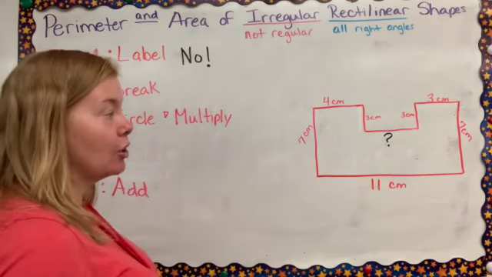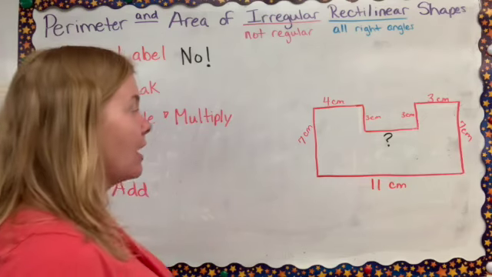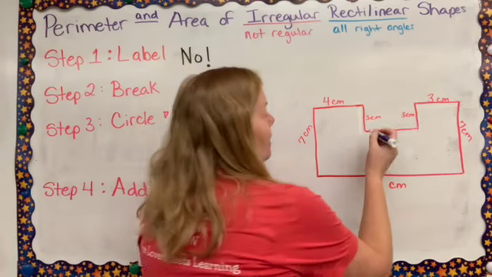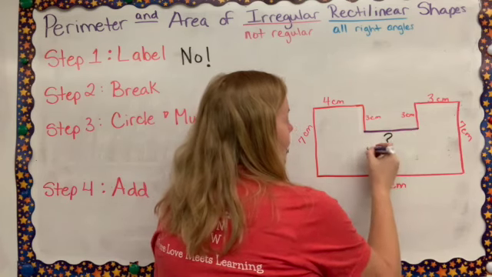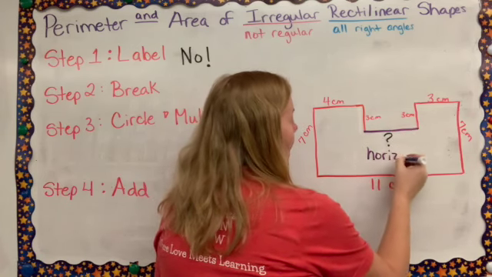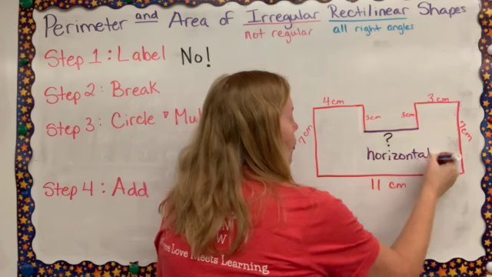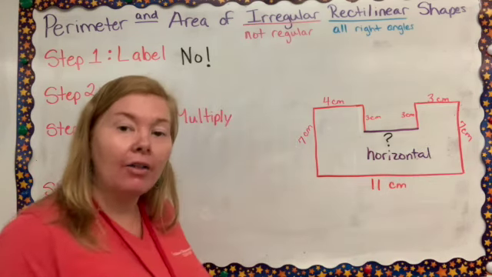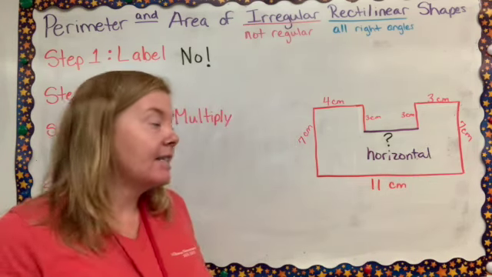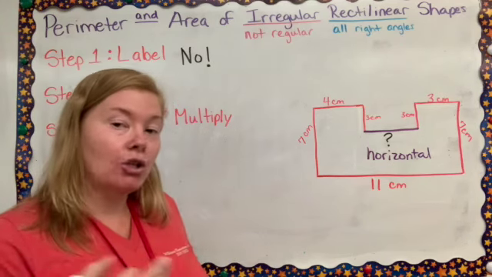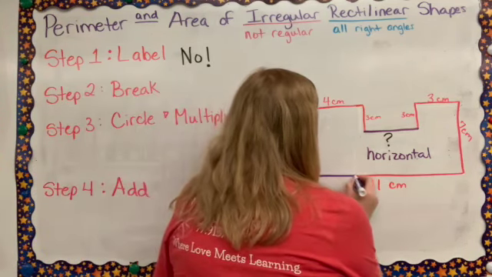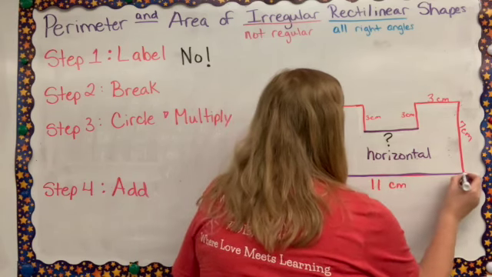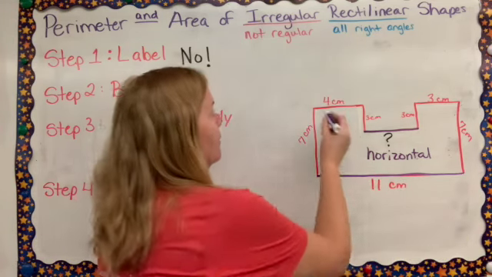Now, in order to do that, we are going to have to look at the lines. Since this missing side is a horizontal line, we are going to have to use all the other horizontal lines on this figure or on this shape to help us. So I'm going to find all of my horizontal lines and I'm going to mark over them in another color.